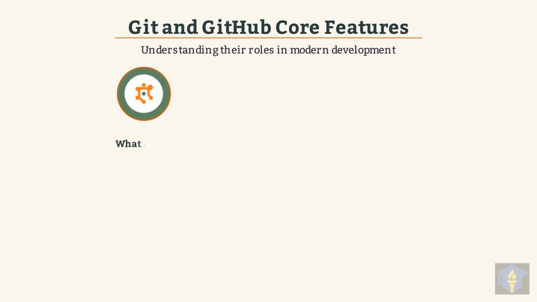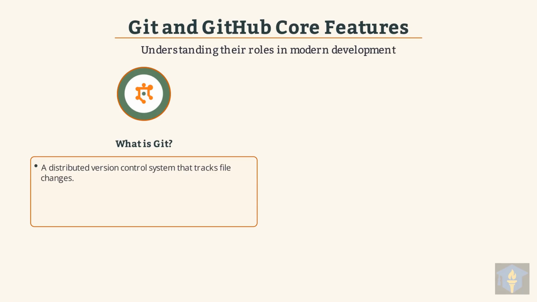First, what exactly is Git? It's the fundamental system behind our version control efforts. Git is a distributed version control system, meticulously tracking every change you make to your files. It allows for branching, merging different lines of development, and keeping detailed logs of all changes.